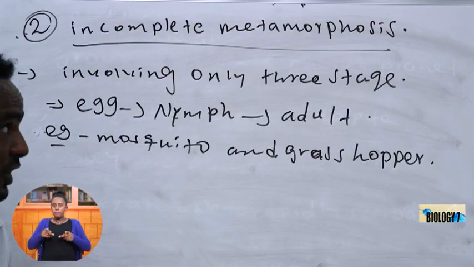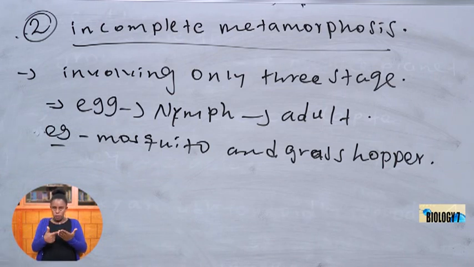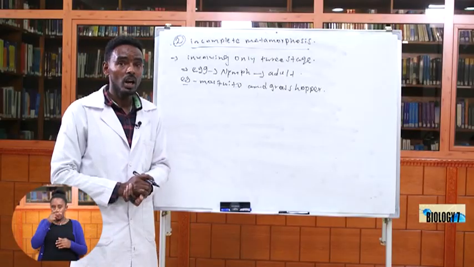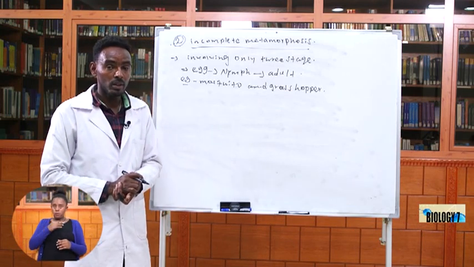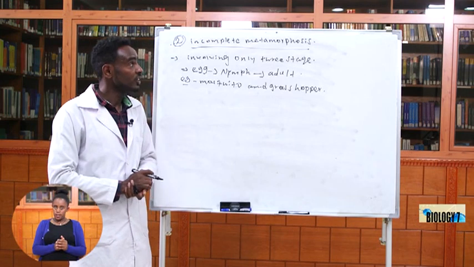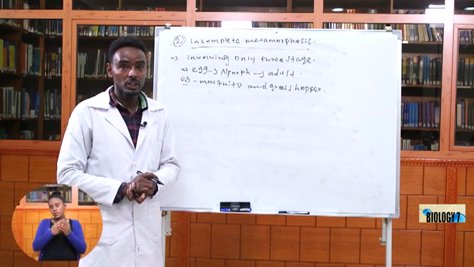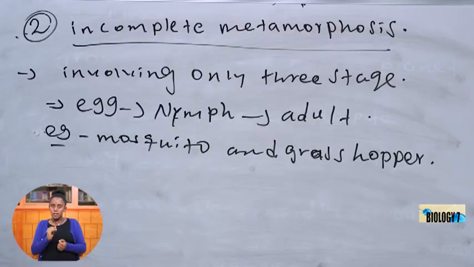And also we saw insects. Insects are organisms whose body is cut into sections. The body of the insect is cut into three sections: head, thorax, and abdomen. Then we discussed metamorphosis. Metamorphosis is a complete change of form or body in insects. There are two types of metamorphosis: complete metamorphosis and incomplete metamorphosis.